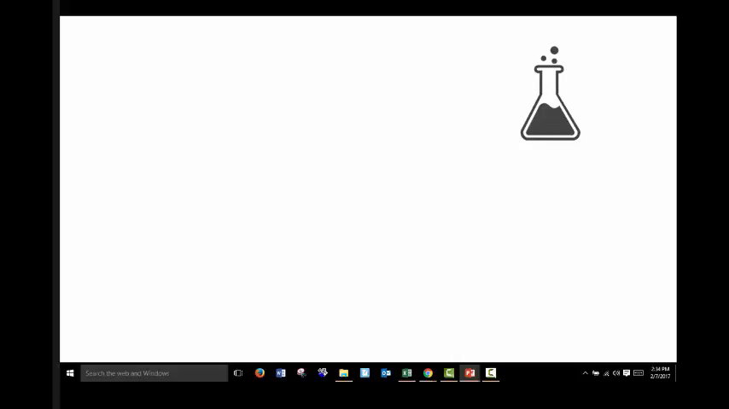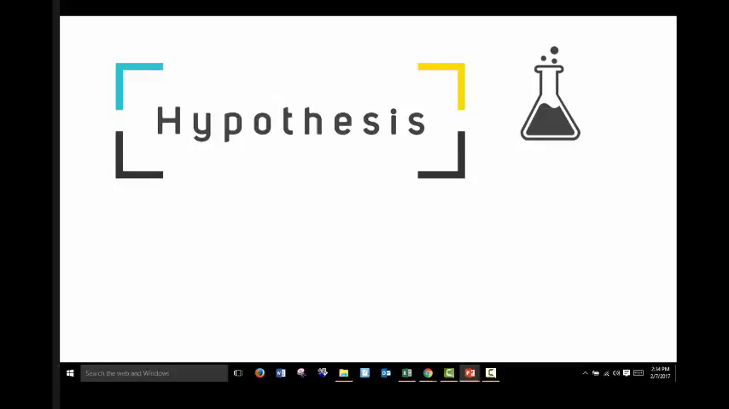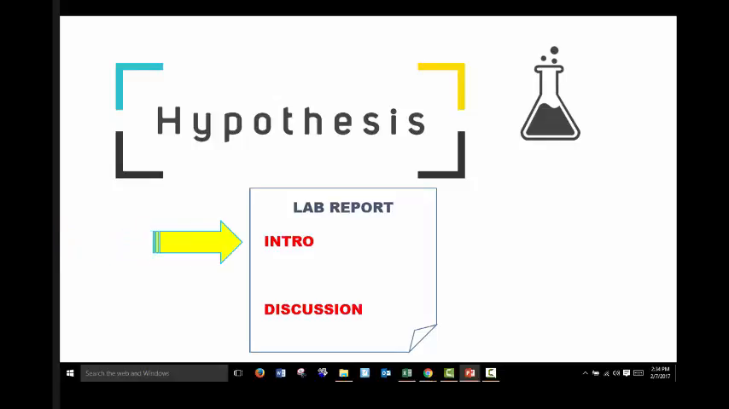I call this a mini lab because you are not required to write a full lab report. This lab activity will just focus on how to state a testable hypothesis and how to evaluate that hypothesis. Stating a hypothesis is something we do in the intro section of a lab report, and evaluating our hypothesis is something we do in the discussion section of a lab report.